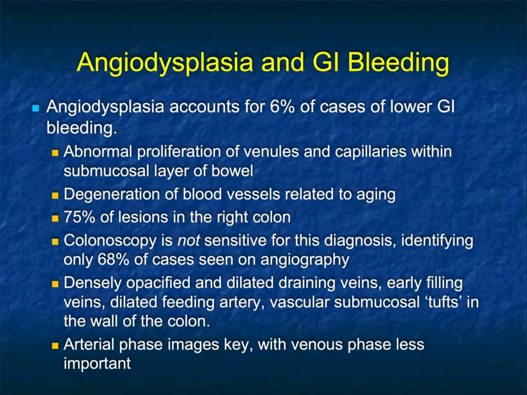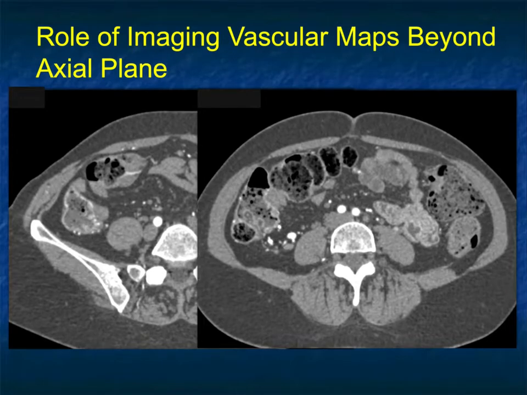Densely opacified and dilated draining veins, early filling veins, dilated filling arteries, vascular submucosal tufts in the wall of the colon are what you're looking for, and arterial images are typically the key, with venous phase imaging less important. Now here's a good example. It also shows not only angiodysplasia, but the role of multiplanar reconstructions. When you look quickly here, you don't see much, but if you look carefully at the patient's cecum, you see increased vascularity. That's a real finding.